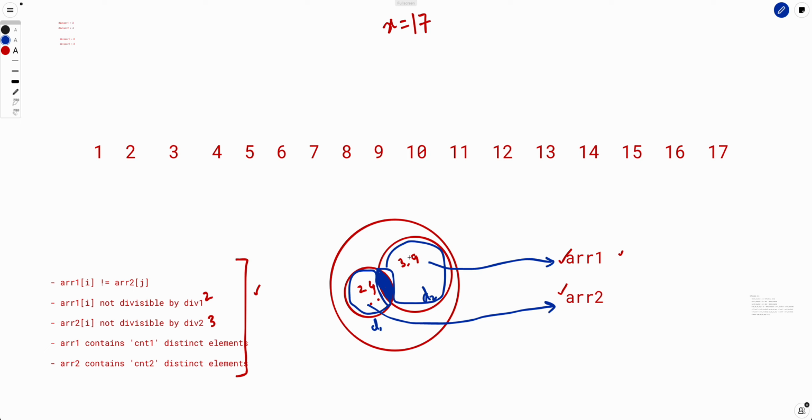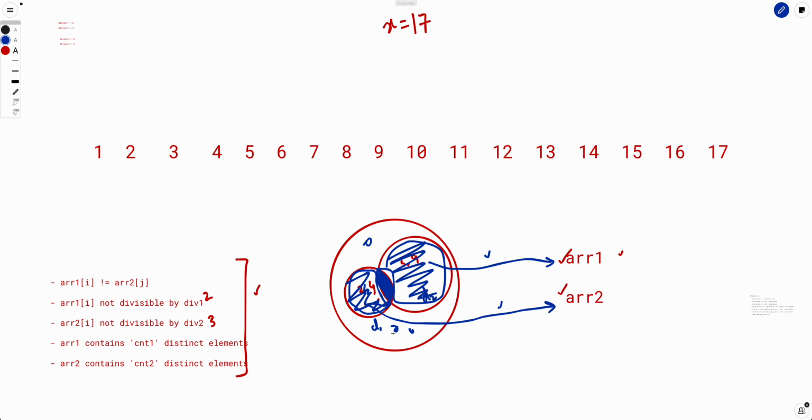Similarly, this circle denotes the ones which are divisible by d2. So this can't go to array 2, but they can happily go to array 1, right? So what we are saying is there are some integers which can go to array 2 only, some integers which can go to array 1 only, and some integers which can go to both array 1 and array 2.